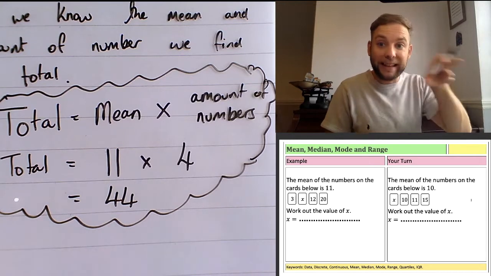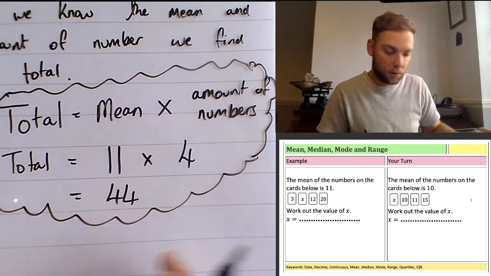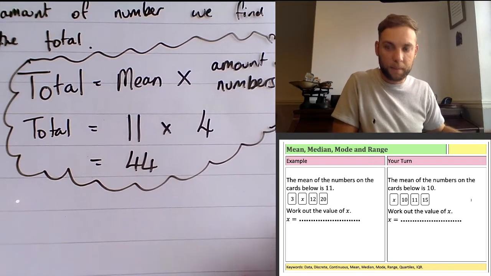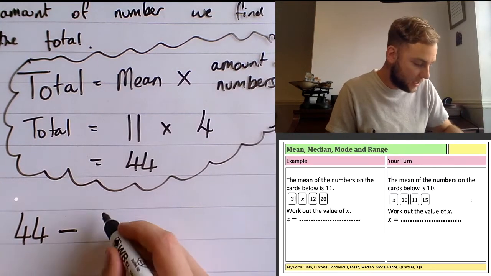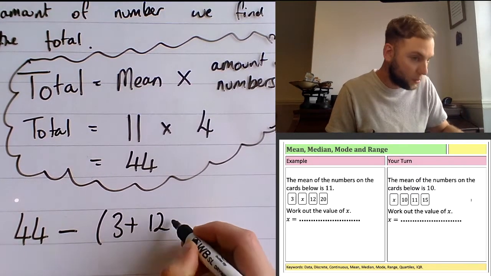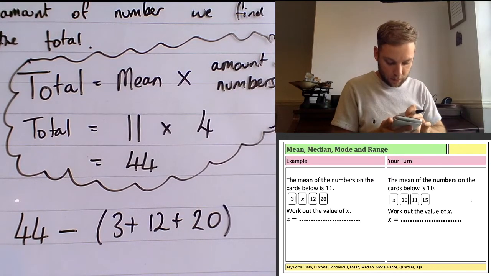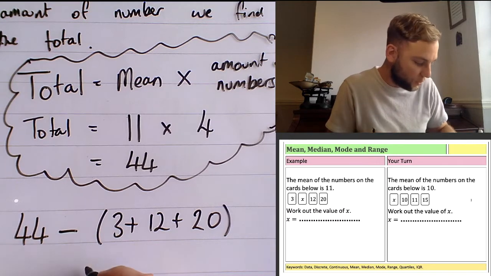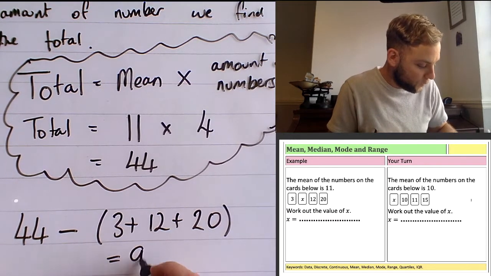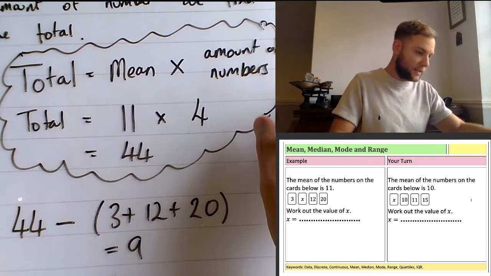So I know that all of these add up to 44. So to work out what x is, let's just make that a bit clearer for you. 44, take away all of these numbers. So take away 3 plus 12 plus 20. Let's work that out. 3 plus 12 plus 20 is 35. 44, take away that answer is equal to 9. Which means that x, make it clear so you can see it, which means that x is equal to 9.